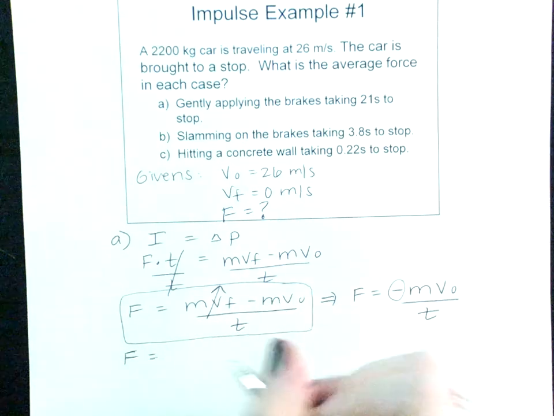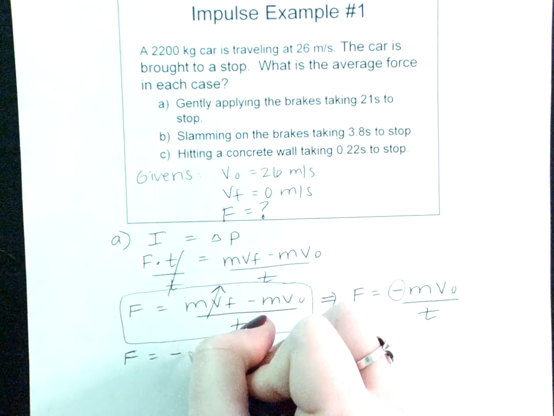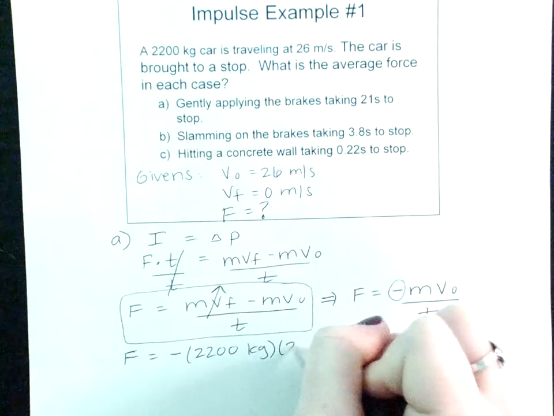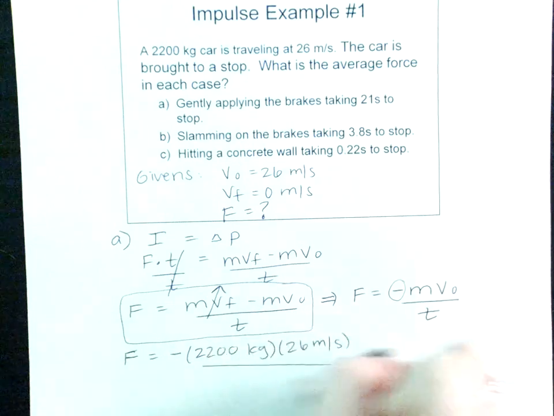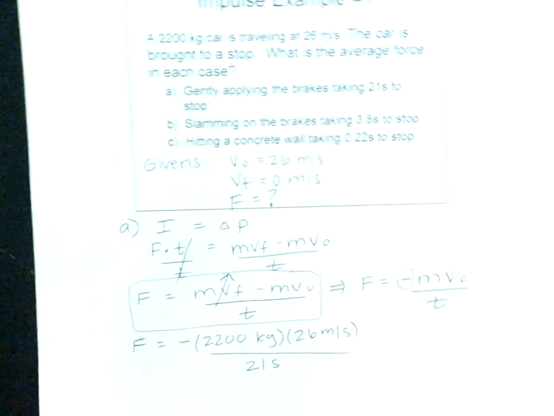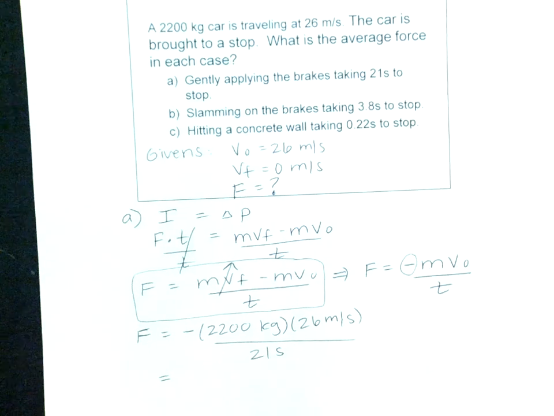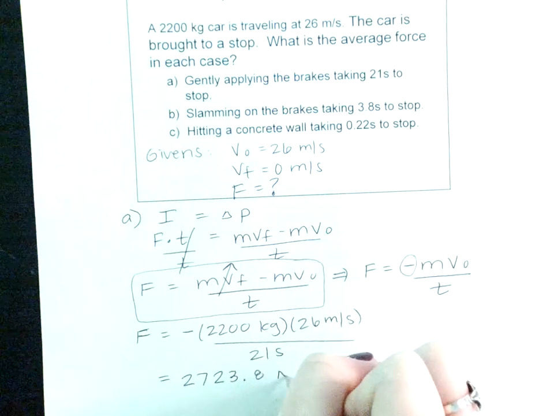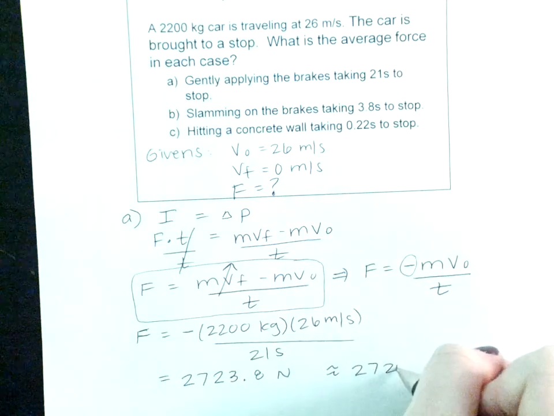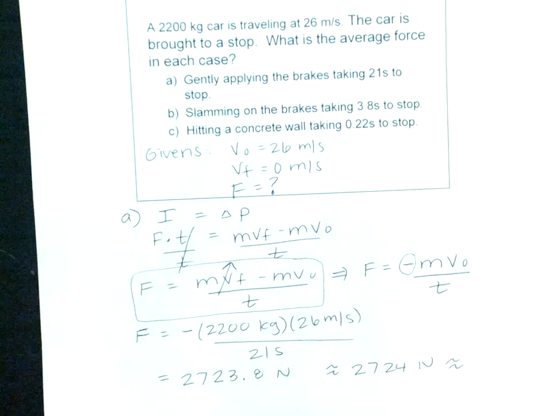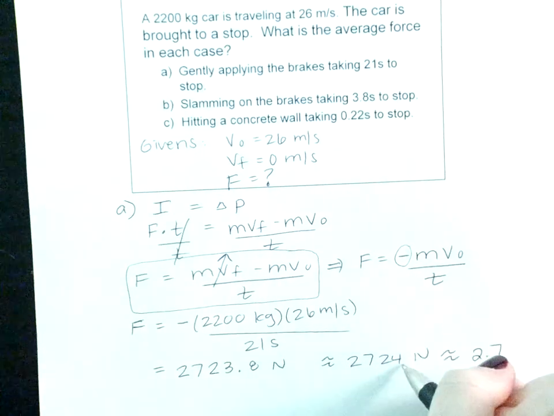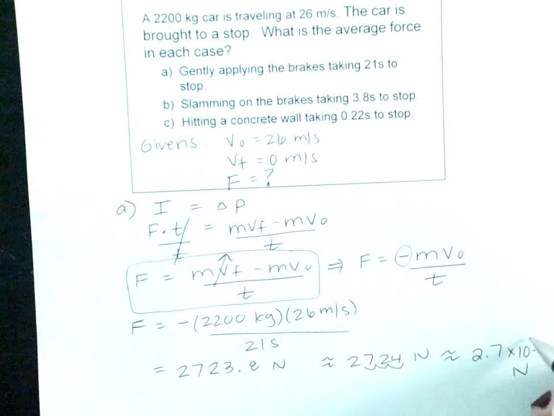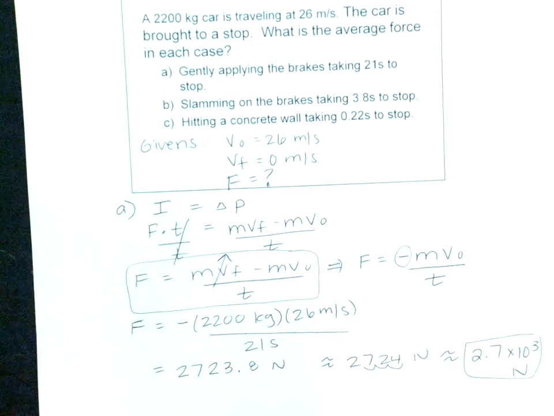Magnitude of force. So we get 2,200 kilograms times our initial velocity, 26, divided by 21 seconds. And we get a force of, plug that in your calculator, 2,723.8 newtons, which is approximately 2,724. Or written in scientific notation, it's 2.7 times 10 to the third power. So let's do this same exact thing 2 more times.